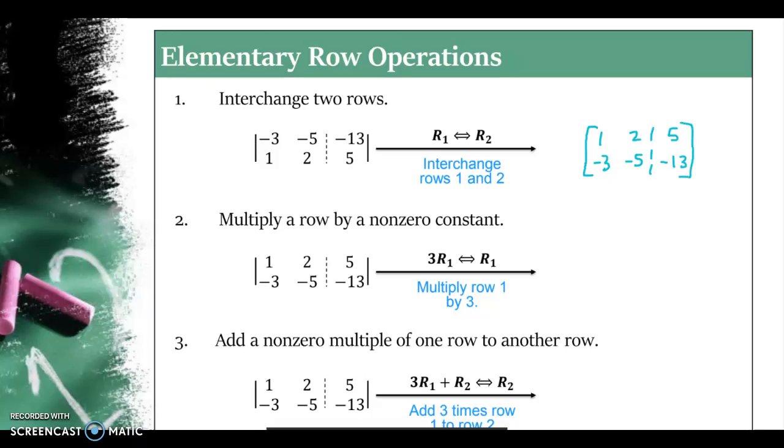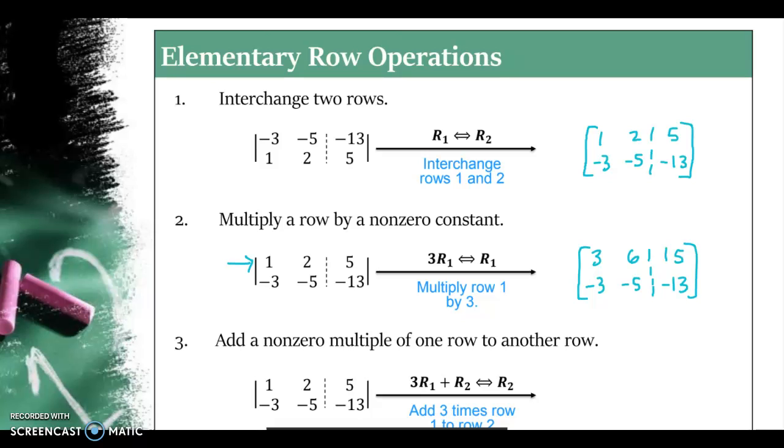The next thing we can do is multiply a row by a non-zero constant. So we can take 3 times row 1 and replace that with row 1. So now we're working with this matrix, 3, 6, 15, and negative 3, negative 5, and negative 13. So I just multiplied this first row by 3.